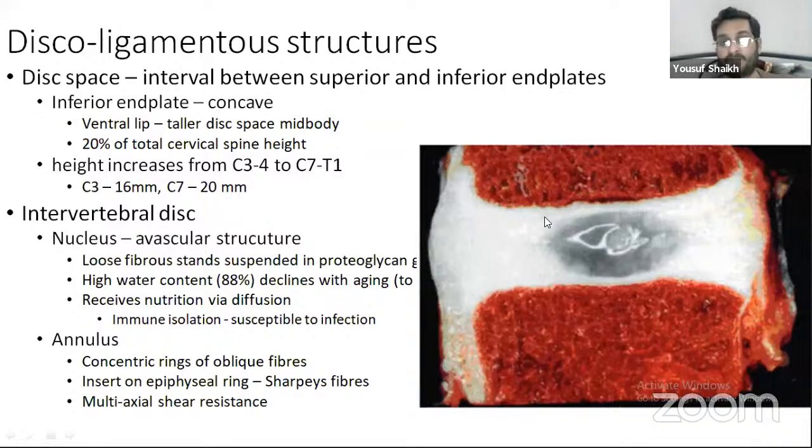These discs collectively contribute approximately 20% of the total height of the cervical spine. And their vertical distance also tends to increase from upper to lower. At C3, the disc height is 16 millimeter, whereas at the level of C7, it is 20 millimeter. Preoperatively determining the height of the disc is important, as it will help you identify what sort of cage you are going to put in.